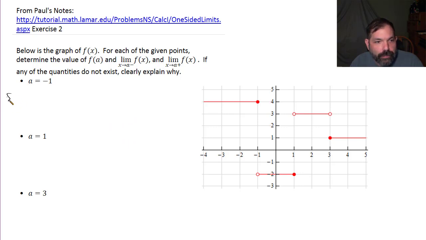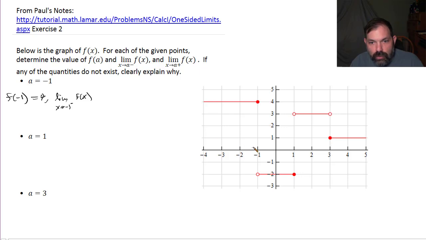All right, so let's see. F of negative 1. If my input is negative 1, I go to the solid point. That would be 4. The limit with x approaching negative 1 from the left of the function. If I'm approaching negative 1 from the left, my output is approaching 4. Limit with x approaching negative 1 from the right. If my input is approaching negative 1 from the right, my output is approaching negative 2.